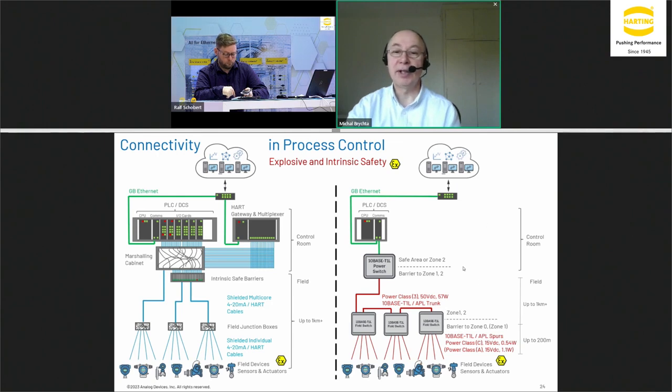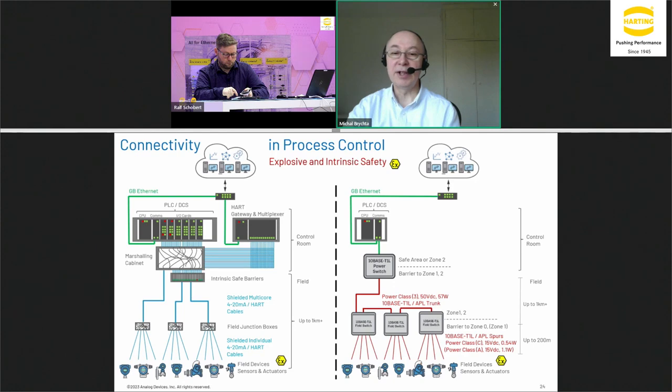So there is a specification that today is called APL, Advanced Physical Layer. It will make it to a standard, to an IEC standard. And it defines the topology. So they talk about the trunk sitting in the safe environment and spurs going to the dangerous environment. And there are specific power classes for that.